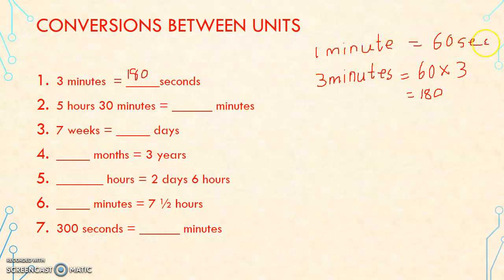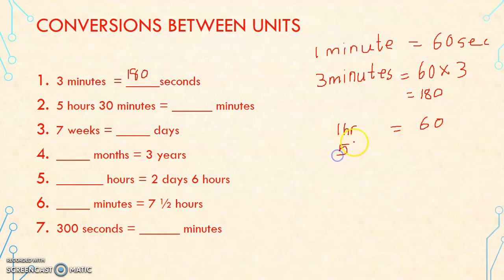1 minute is 60 seconds. So minute in the second convert ചെയ്യാൻ എന്ത് ചെയ്യണം? Multiply by 60. 5 hours 30 minutes is equal to dash minutes. 1 hour എത്ര minutes ആണ്? 1 hour is 60 minutes. So to convert hours into minutes, we have to multiply by 60.